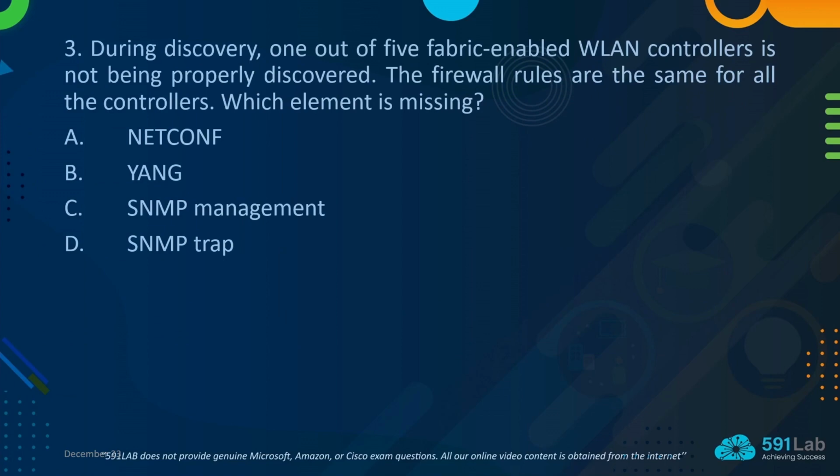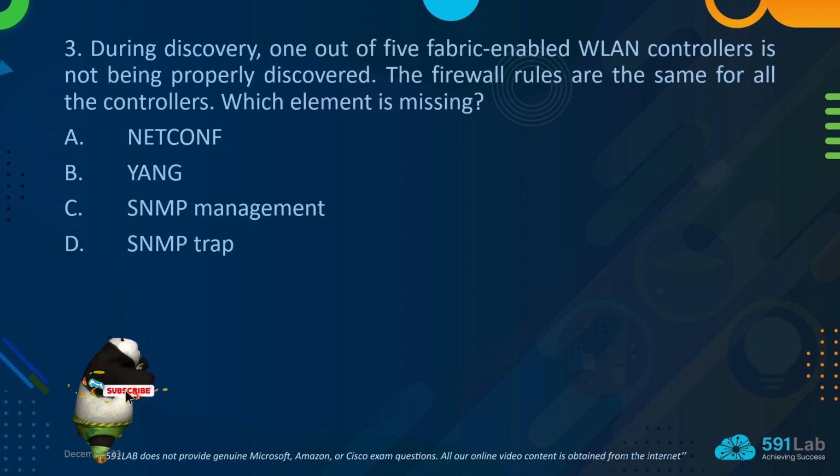Question number 3. During discovery, one out of five fabric-enabled wireless LAN controllers is not being properly discovered. The firewall rules are the same for all the controllers. Which element is missing? NETCONF, YANG, SNMP management, or SNMP trap.